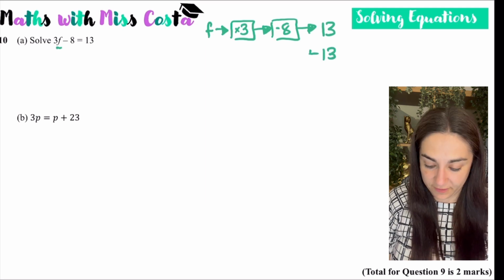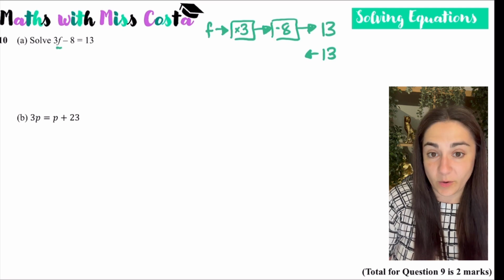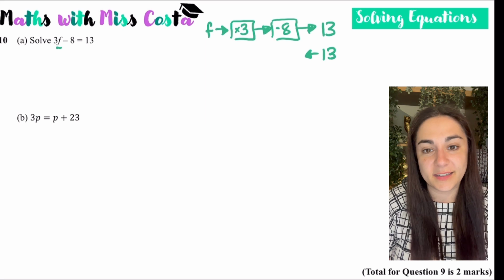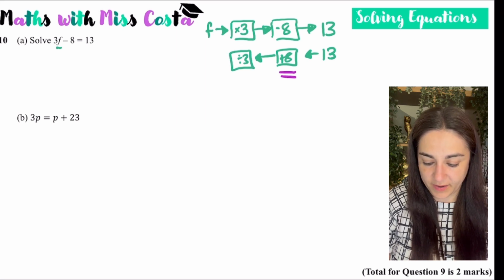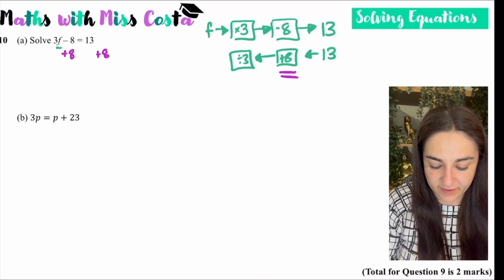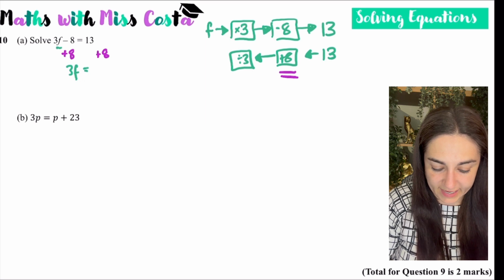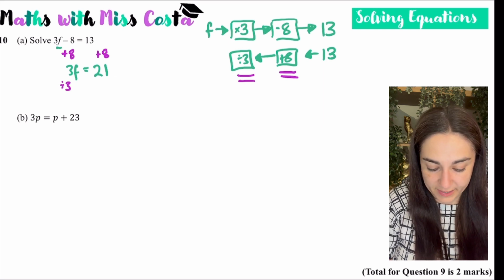So to figure out what f is, we work backwards and we do the inverse function. So like we're undoing everything that's happening to it. So the inverse of taking away 8 is adding 8. And the inverse of timesing by 3 is dividing by 3. So we're going to do 13. It tells me that the first step I take is I add 8 to both sides. So 13 plus 8 is 21. And then the next step it tells me to do is to divide by 3. So I'm going to divide both sides by 3.